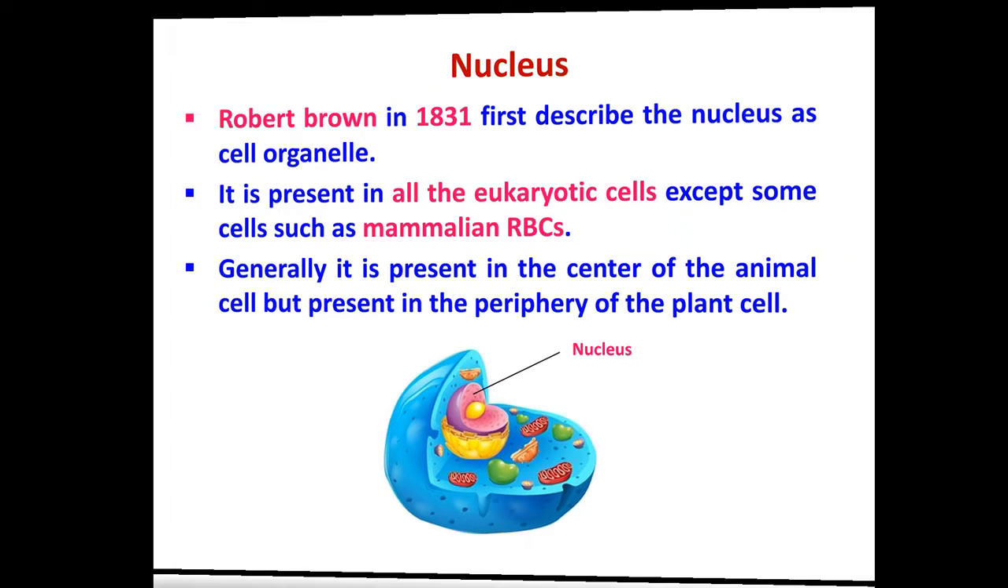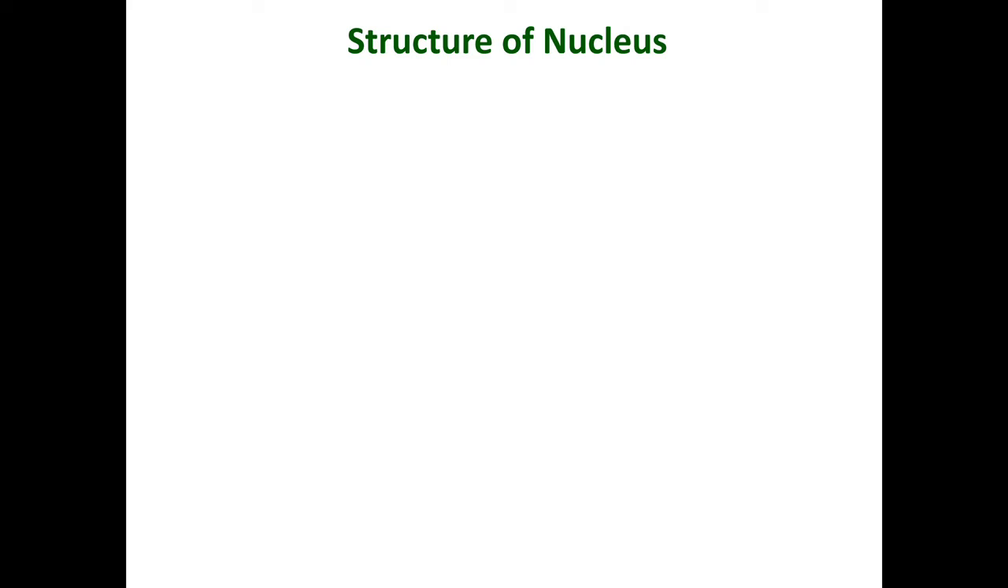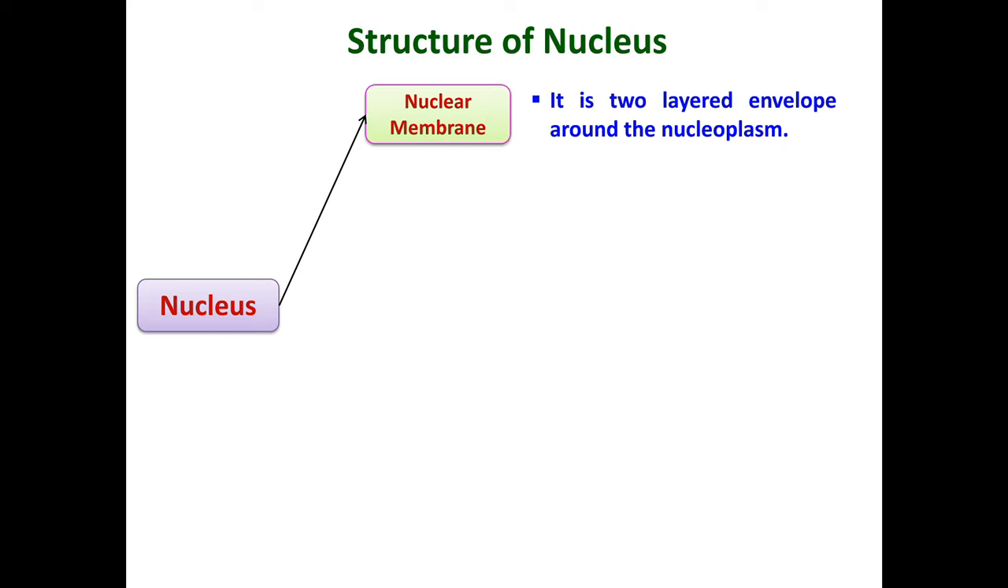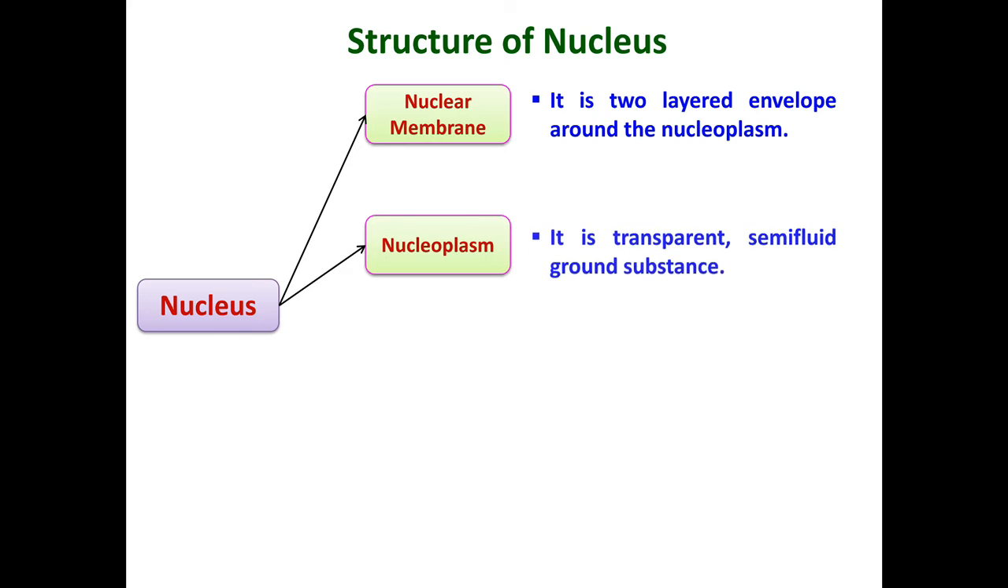Now students, let's understand the structure of the nucleus in detail. If we see the structure of the nucleus, it is oval or spherical in shape and it is basically composed of four components. The first component is known as the nuclear membrane, which is a two-layered envelope present around the nucleoplasm or nuclear sap. The second component of the nucleus is known as nucleoplasm, which is made up of transparent and semi-fluid ground substance.